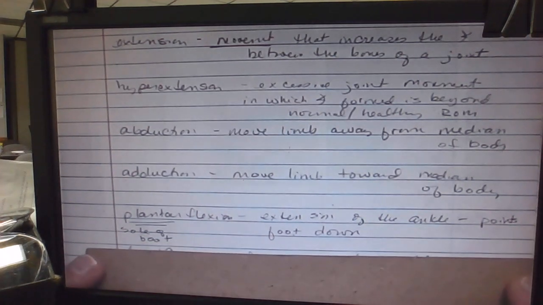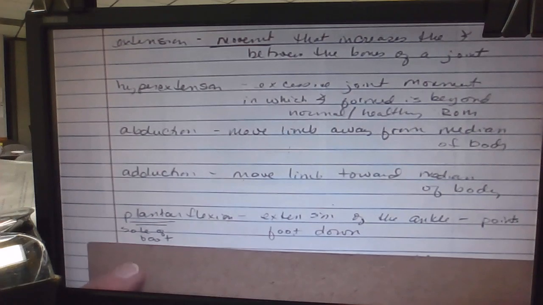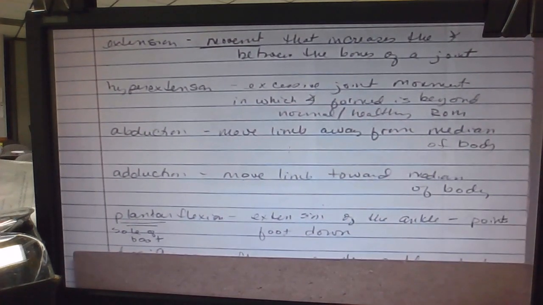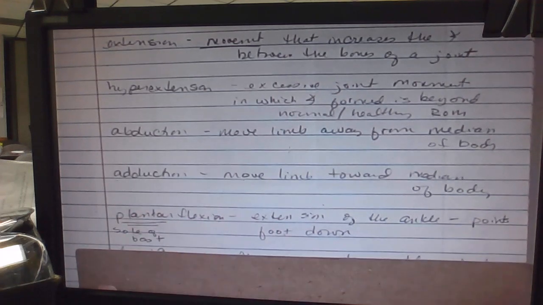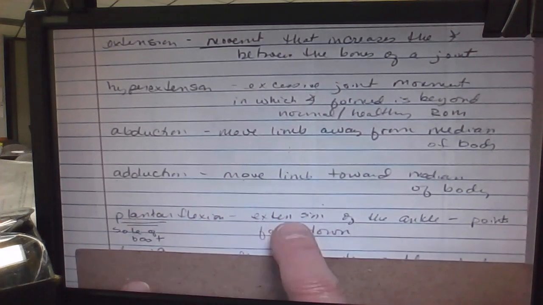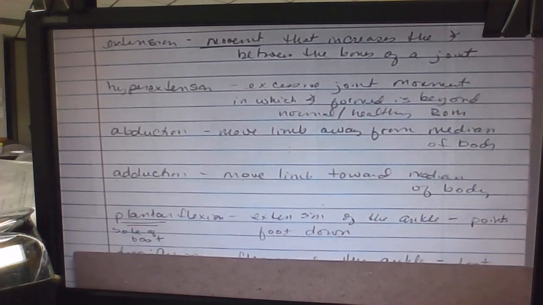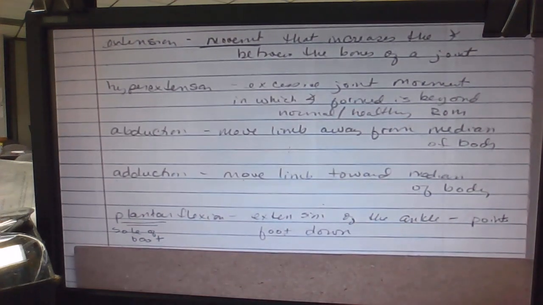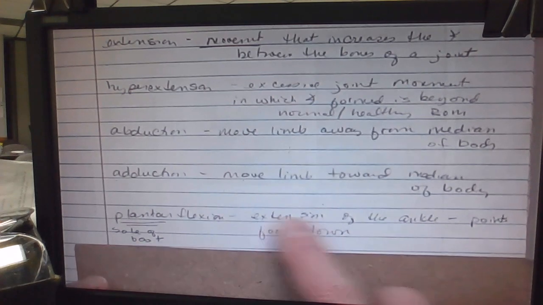Plantar flexion. Plantar has to do with the sole of your foot. If you've ever had a plantar blister or plantar wart, that's on the sole of your foot. Plantar flexion is the extension of the ankle. If you hold your foot relaxed and then point your toes down, that's plantar flexion. It's an extension of that ankle.